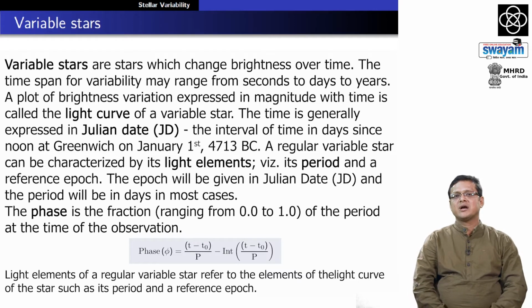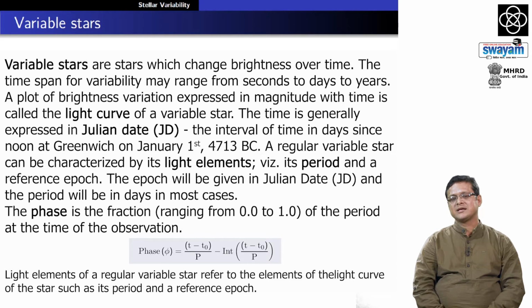A regular variable star can be characterized by its light elements. They are its period and a reference epoch. The epoch will be given in Julian date and the period will be in days in most cases. Mostly a light curve is expressed in terms of a phase light curve, where the phase is a fraction that goes from 0 to 1. It is a fraction of the period at the time of the observation.